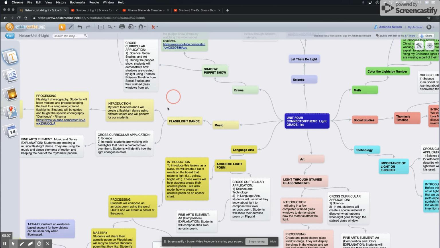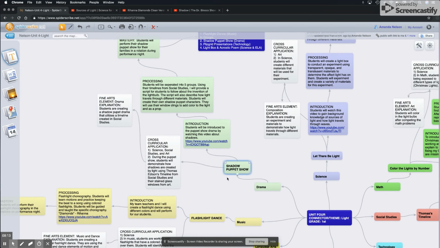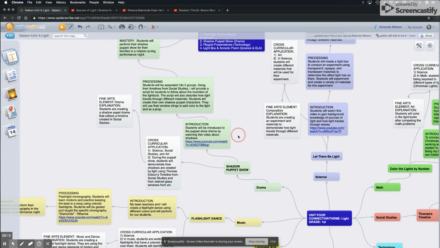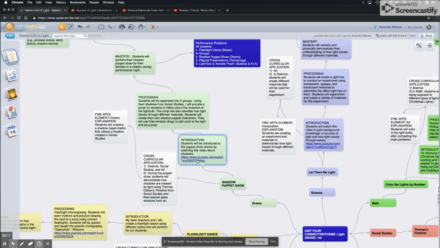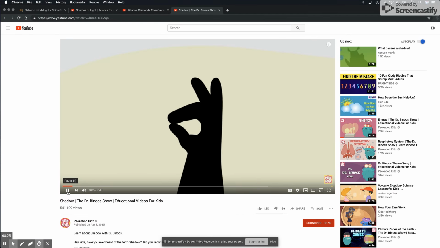And finally, we're going to end it off with a big drama unit here. So we're going to be doing a shadow puppet show, and during the shadow puppet show, we're going to begin the unit, or begin this whole drama series, with this introduction to shadows.